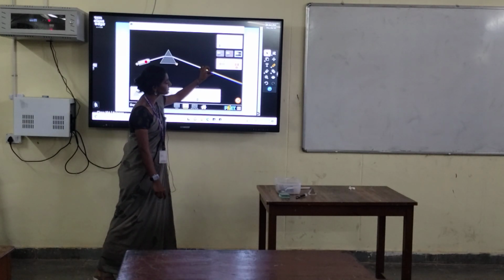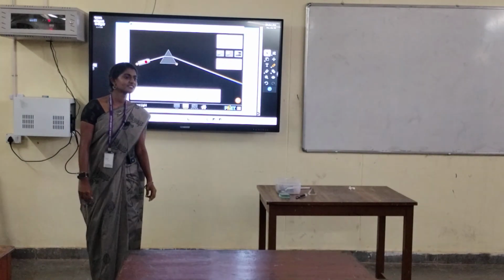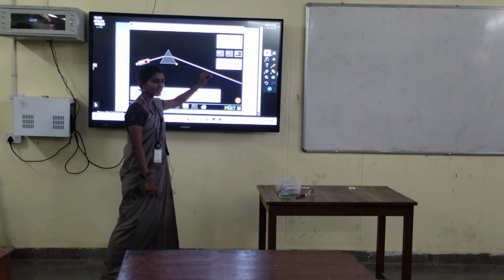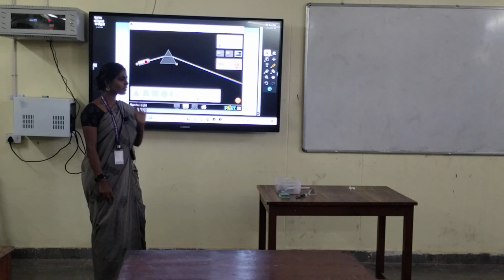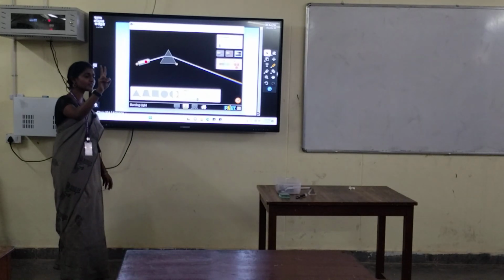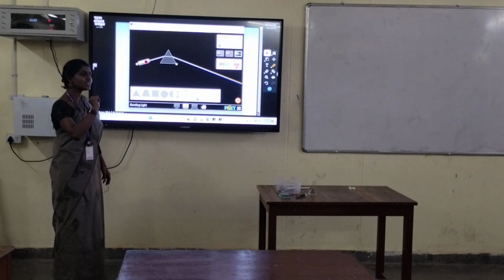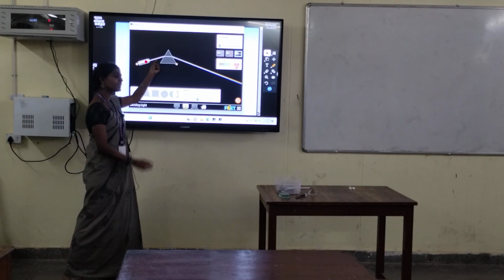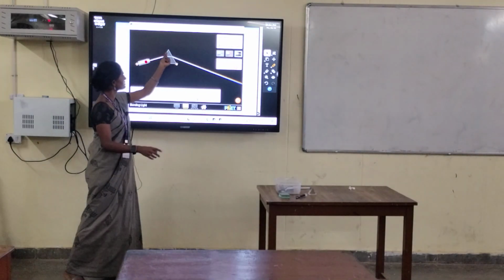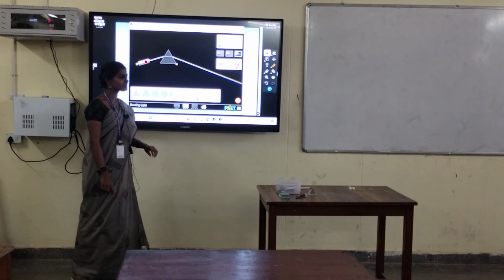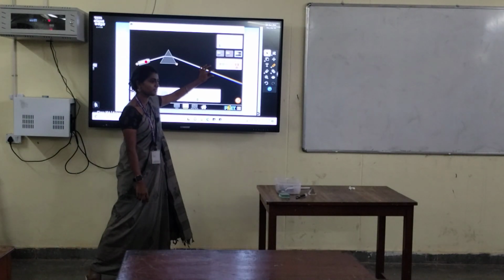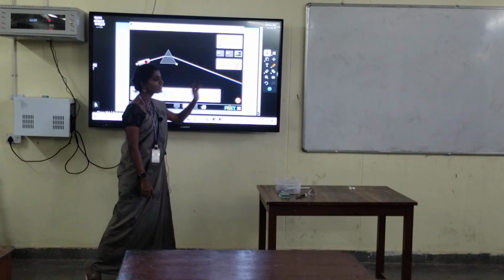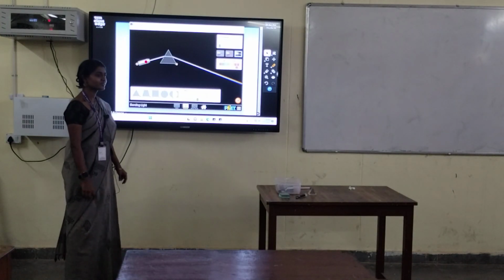Now what is this band of colors here called? Spectrum. The splitting of white light through a prism is called dispersion, and this band of light, the band of constituent colors, which we obtain here, is called the spectrum. Clear?